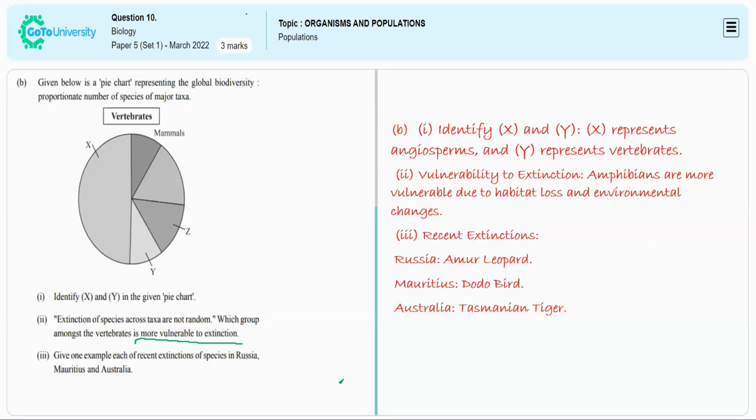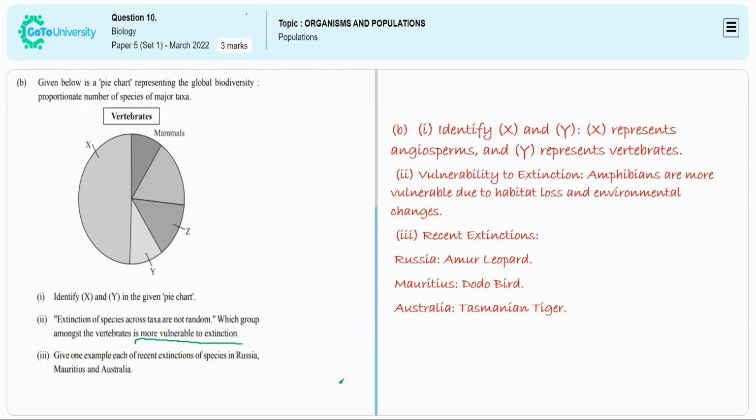So given below is a pie chart representing the global diversity, the proportionate number of species of major taxa, right? Further, we narrated X represents angiosperm, Y represents vertebrata. Amphibians are more vulnerable, okay, due to habitat loss and environmental changes. More vulnerable means they can't tolerate high temperature.